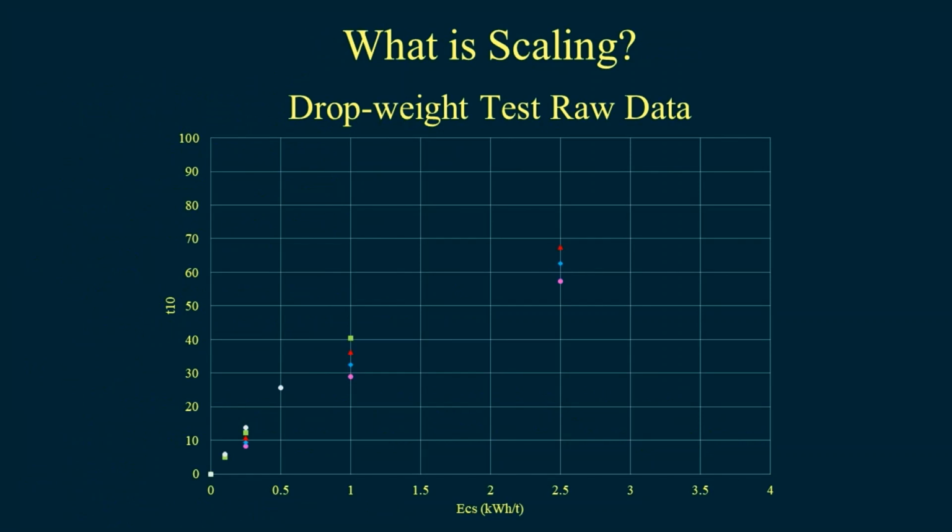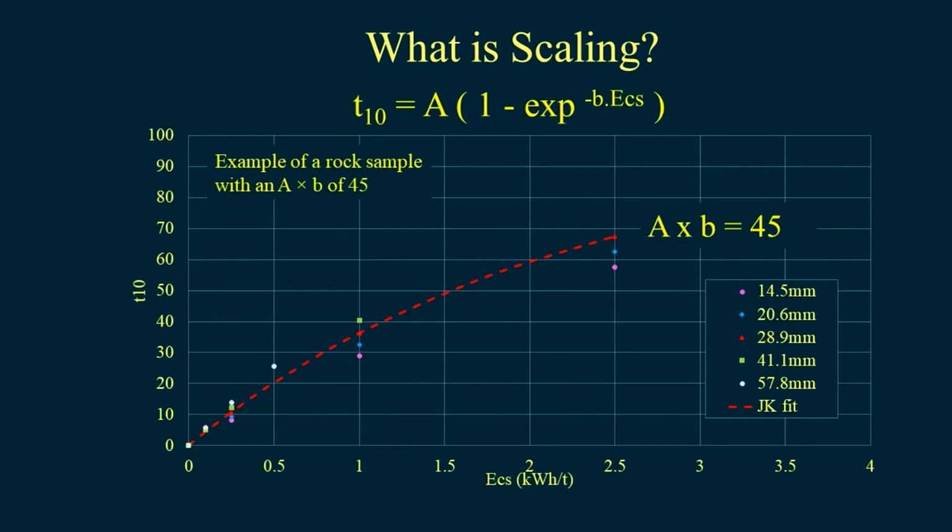So what's scaling and why is it necessary? Well, once again, let's look at our drop weight test raw data. There's our 15 data points. And as I said before, if it was a drop weight test, one line would be drawn through those points. Here's an example of a drop weight test that generates an A times B of 45.